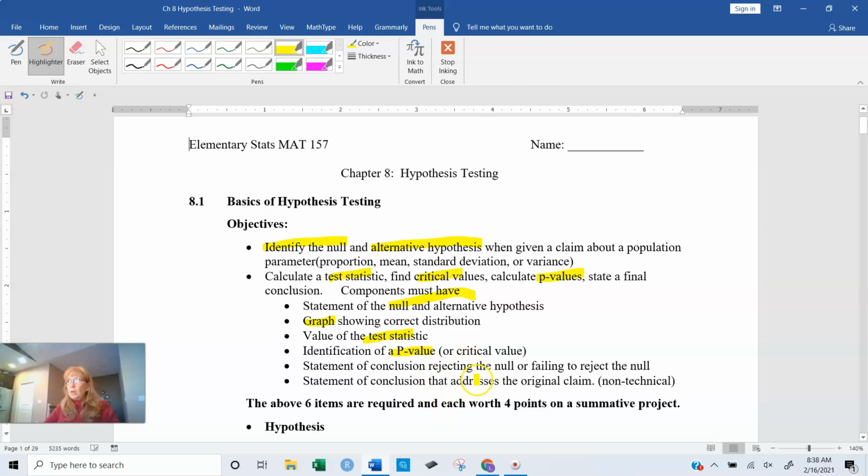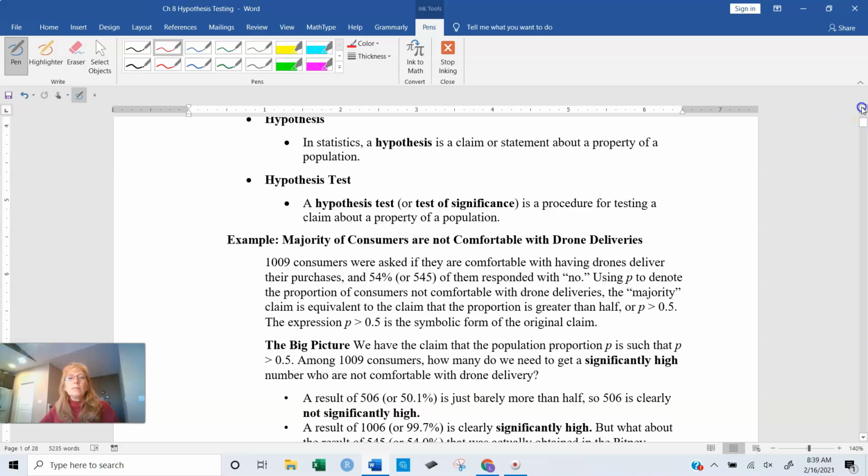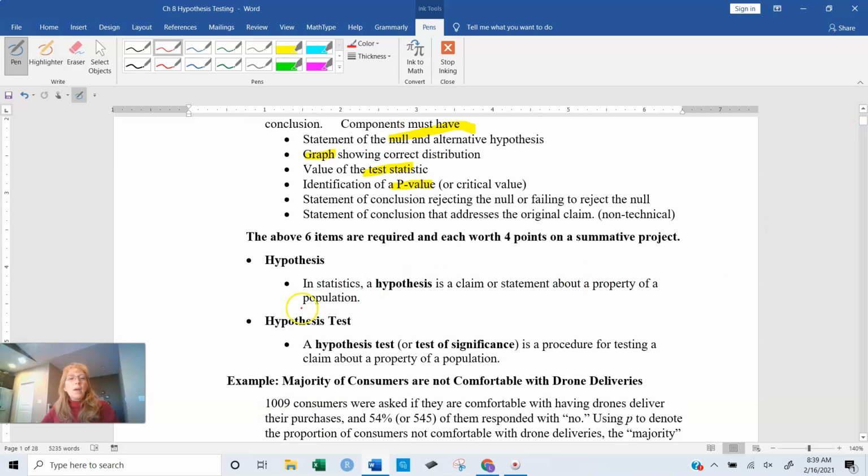And then we'll do a general one that actually deals with the data we're using. Okay, these above 6 items are required. There are actually 8. I shouldn't have said 6 here. That will be graded because there are 8 steps and each one is worth 4 points. And I hope you do well. Don't forget all 8 of them.